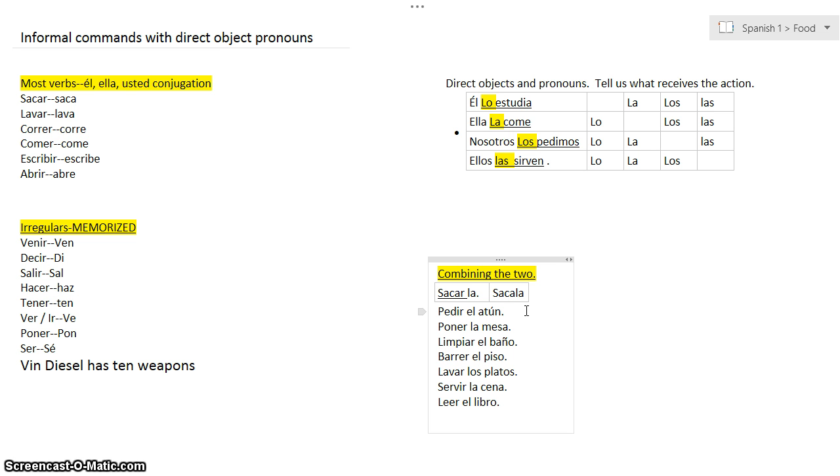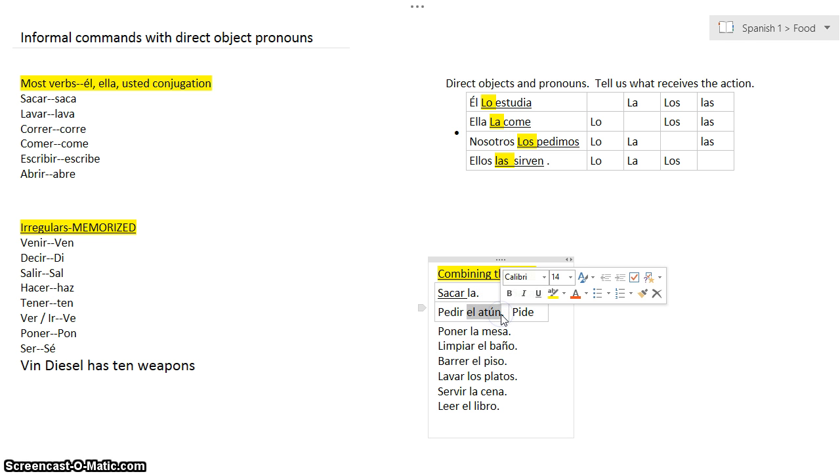Pedir el atún. So first thing we'll do is we'll take the command pedir and we're going to make that into the he she form, which is pide. Next thing we're going to do is we're going to replace the direct object with a pronoun. So we're going to say pide el atún. El atún is going to change into lo. So what we're going to have is pide lo.